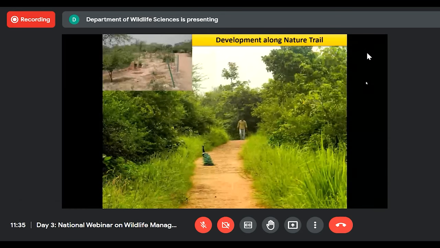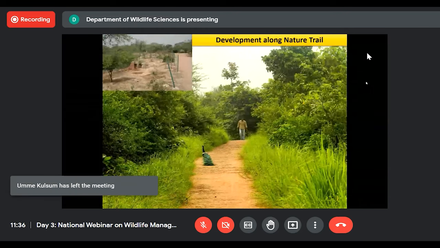This used to be again a path for truckloads of mining and sand, and now it is developed into a nature trail. People are using it just for bird watching, butterfly watching, plant watching. So this is a kind of guided tour we are taking into this area also.